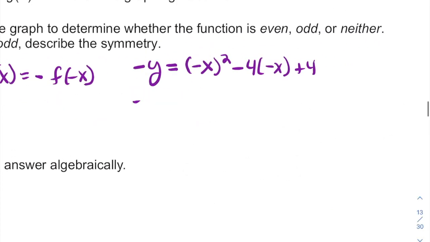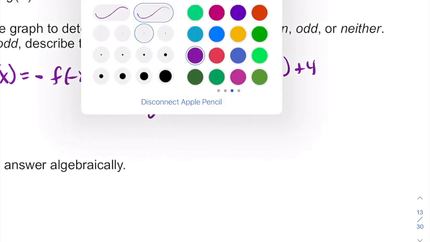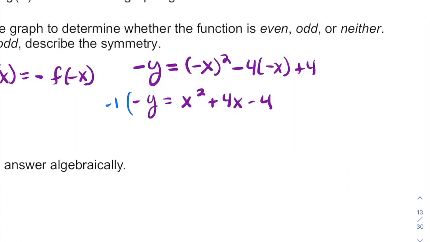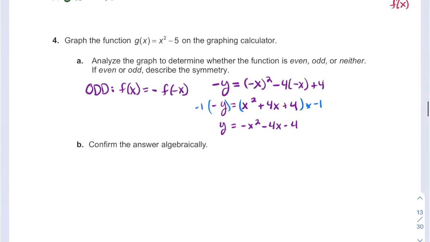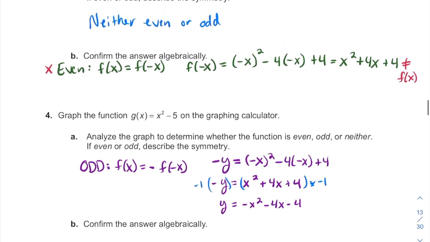We have negative y equals, this we know becomes positive x squared plus 4x minus 4. Lastly, I want it to equal positive y, so I'm going to multiply everything through by negative 1. So multiply by negative 1. And this becomes positive y is equal to, now distribute that negative, negative x squared minus 4x, sorry, this should have been a plus 4, minus 4. And this is our odd function transformation.